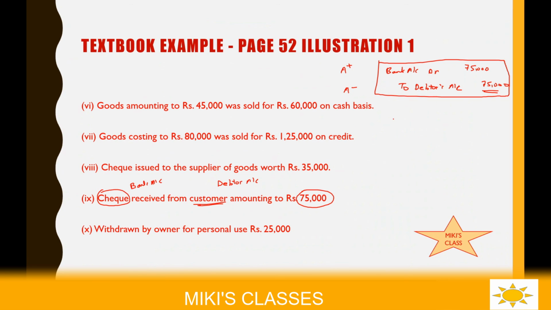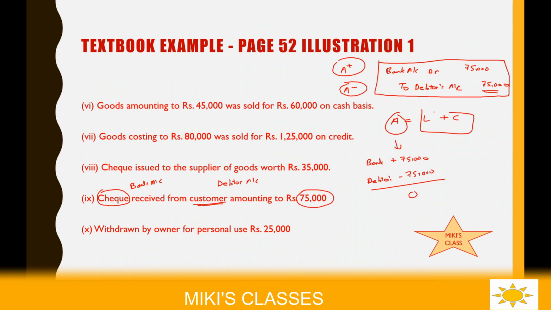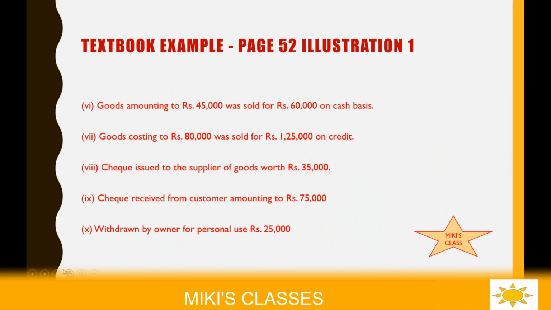Okay, now let's check the equation. Asset is equal to liability plus capital, and both the accounts are assets. So we'll just have to check this side of the equation. One, the bank balance has gone up by 75,000, and the debtor's account has gone down by 75,000. So the left hand side effectively does not move. Plus 75 minus 75 is 0, and these two are not affected. So again, 0 on this side, 0 on this side. Okay, now the last transaction.